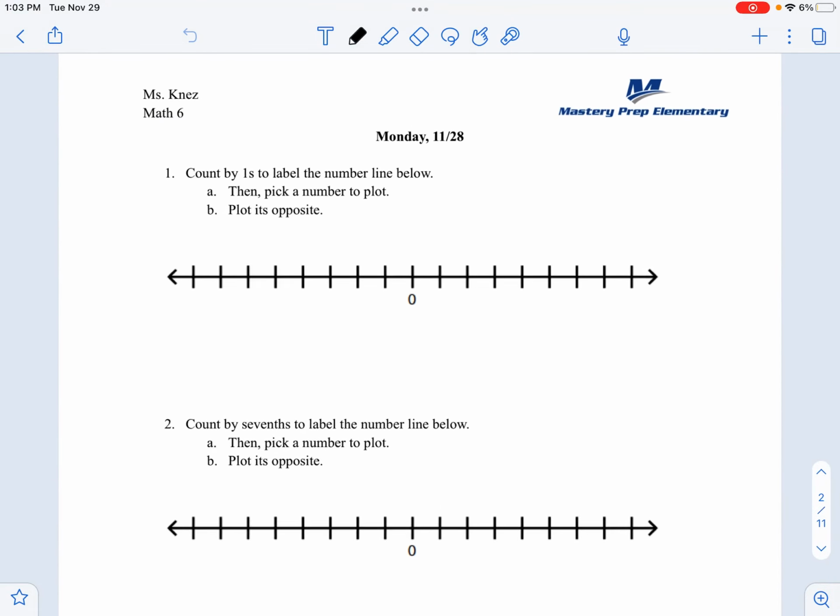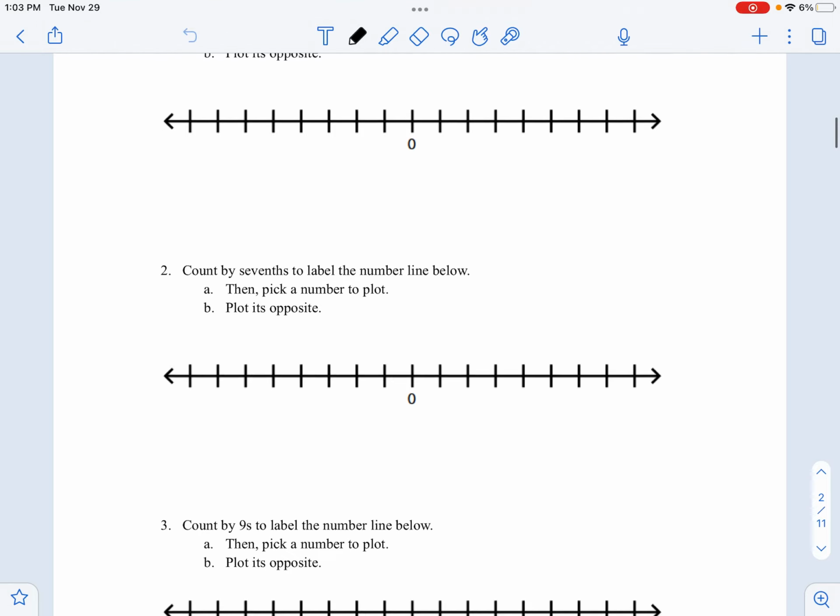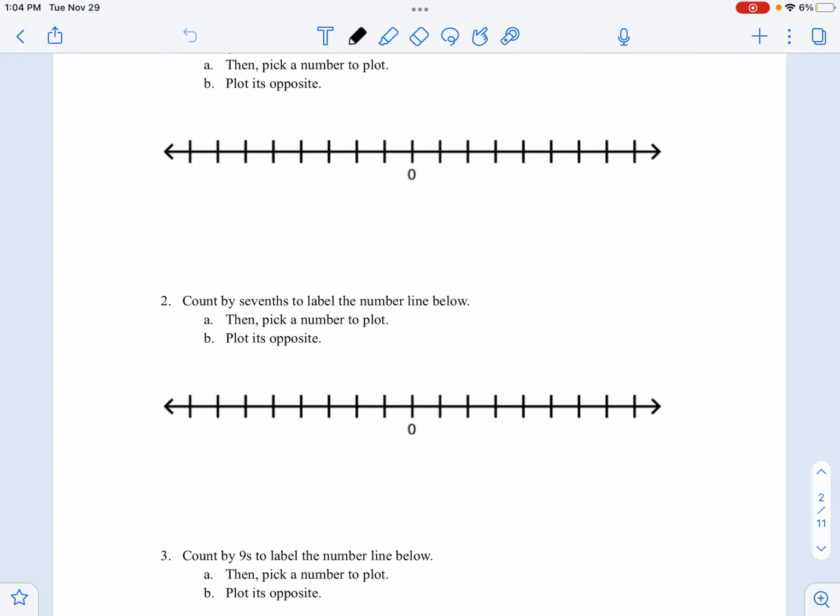This video covers Monday's homework for November 28th in Spelman. The first set of questions in Monday's homework asks you to count by fractions or whole numbers to label the number line. I'm going to show question 2 because it's the trickiest.